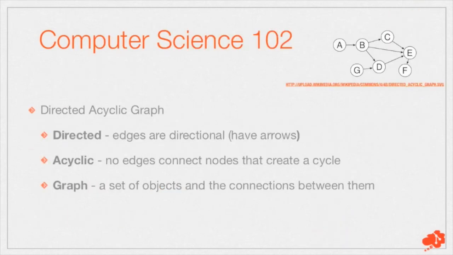So let's revisit our computer science classes. A directed acyclic graph, we can break it down just by looking at the words. All directed means is that the edges of the graph are directional, meaning they have arrows. And in all of our examples, you've seen that the nodes point to directionally another node. Acyclic simply means that no edges connect to nodes that create a cycle. So in our case, we are never going to have a node that points to another node that you could then basically go around in circles and get stuck forever. Git does not allow that. And then a graph is simply a set of objects and the connections between them.